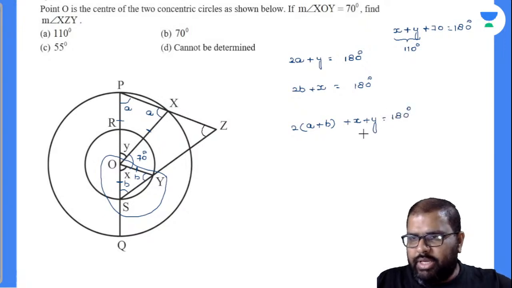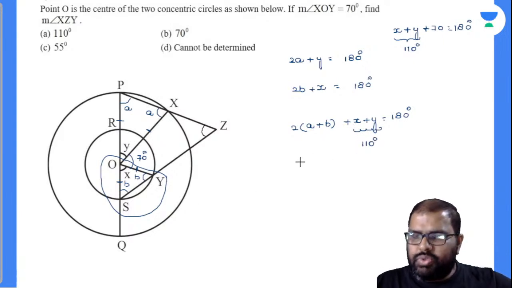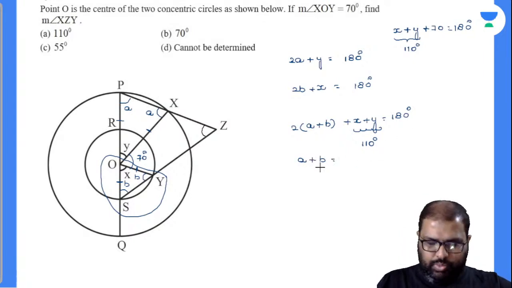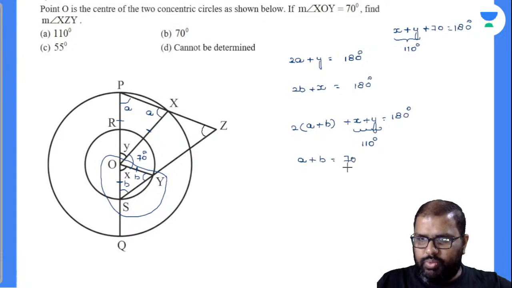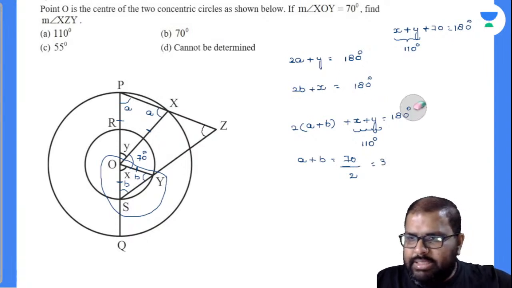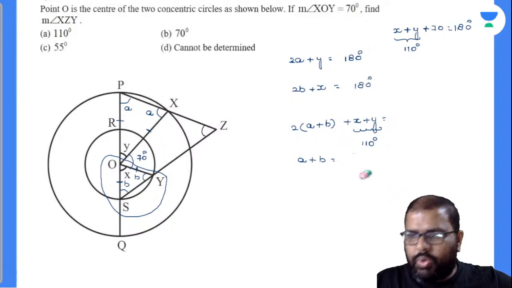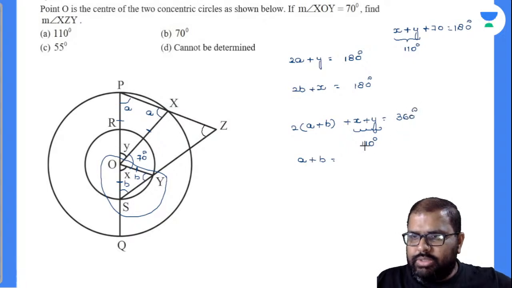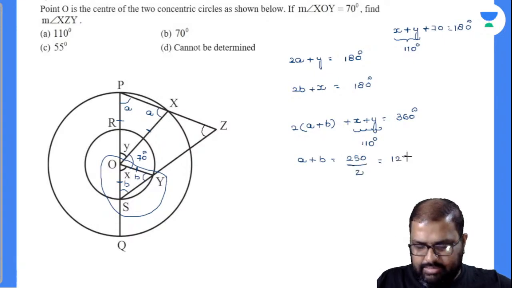And you closely observe there, you know X plus Y is equal to 110 degrees. So A plus B is equal to how much here? A plus B is equal to 180 minus 110, which is 70. 70 by 2 is 35 degrees. Am I right or wrong? Did I miss out anything there? No, yeah, this is 360. 180 plus 180 is 360. So 360 minus, so this is 250 by 2. 250 by 2 is equal to 125 degrees.